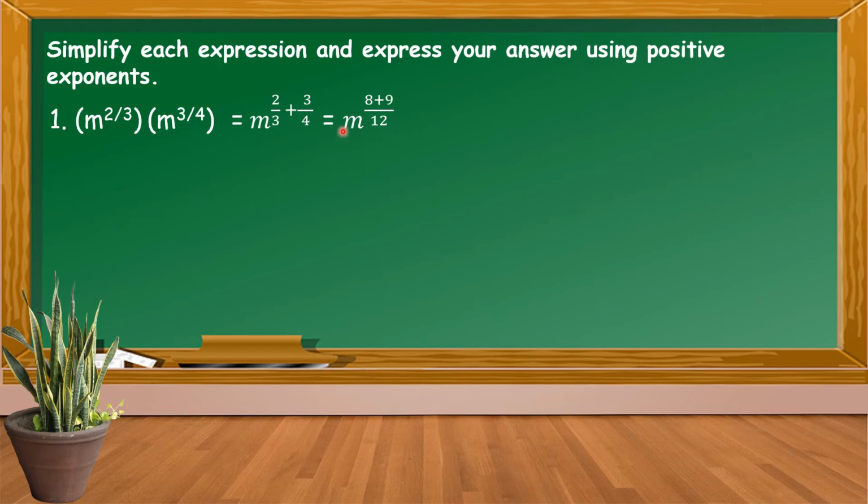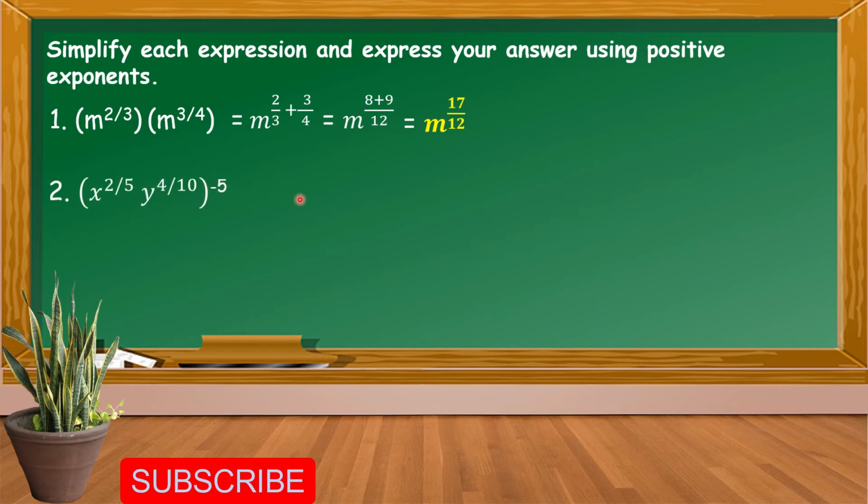Next, 12 divided by 4 is 3. Then 3 times 3 is 9. So our final answer is M raised to the power of 17 over 12. Why 17? Because 8 plus 9 is 17. We'll proceed to number 2.